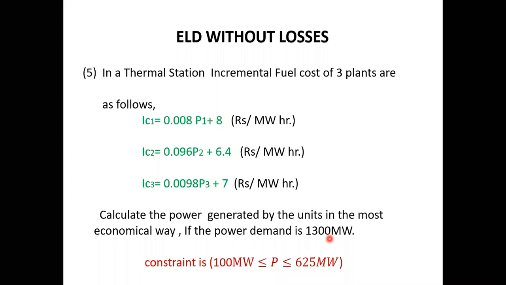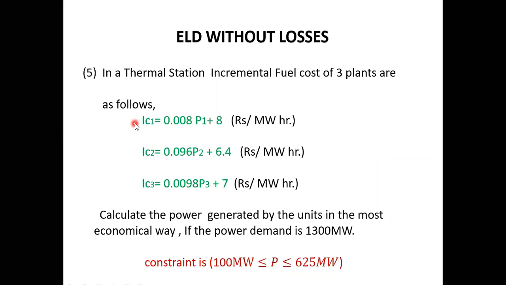Along with this, one more important parameter is there in the problem, that is the constraint. What's that constraint? Whatever the real power generation is, it may be P1 or P2 or P3, all the 3 powers must be in the range of 100 megawatts to 625 megawatts. That is nothing but our constraint in this problem. Already I told you that we need to respect our constraint. Okay, so this is our given question.